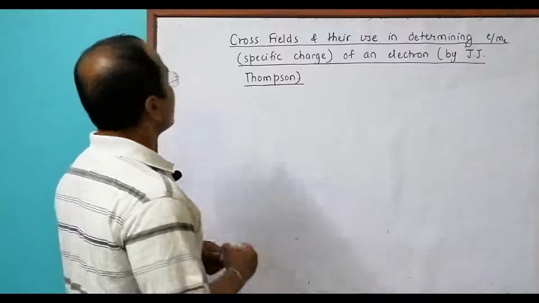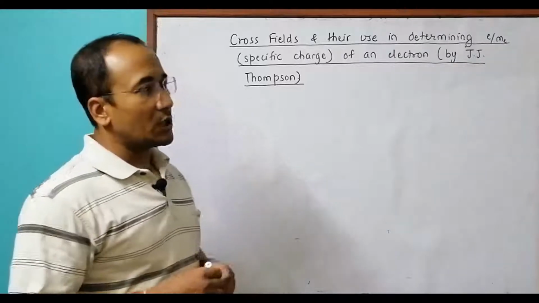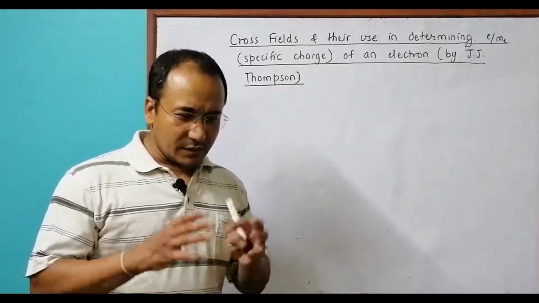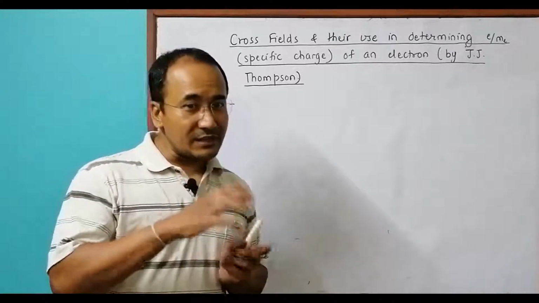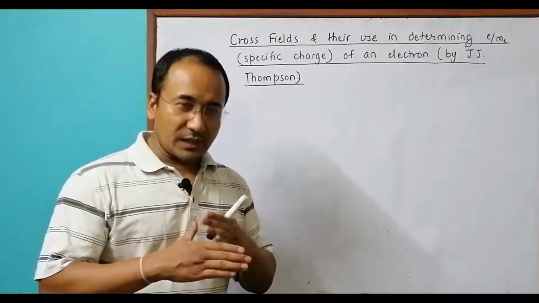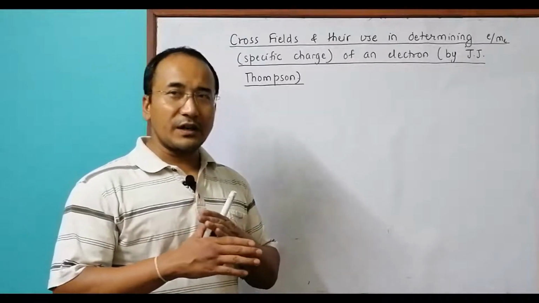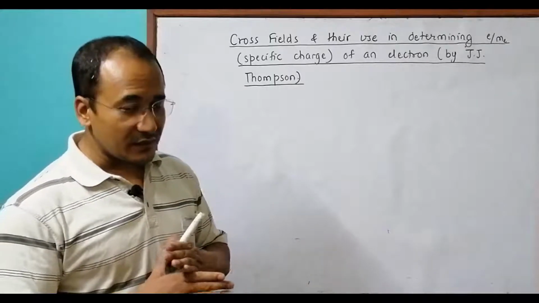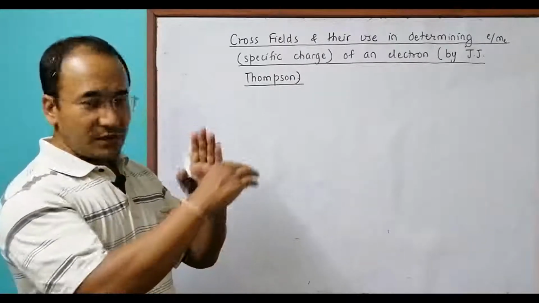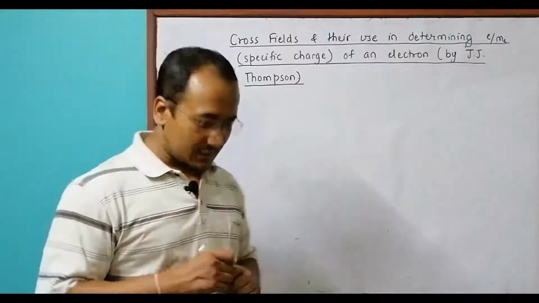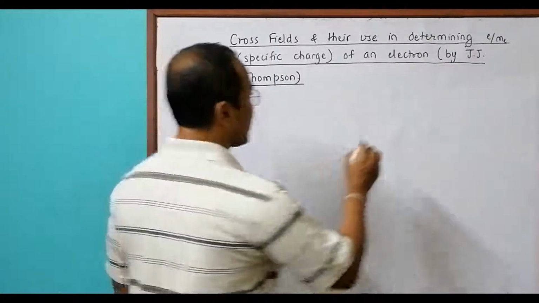So first of all, let us discuss crossed fields. Crossed fields means the combined field made of electric and magnetic fields. They cross each other, and they produce deflection of any charged particle in opposite directions. First requirement is they have to cross each other, and they produce deflection of charged particles in opposite directions. For example, let me say like this.